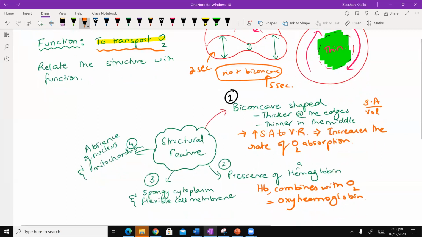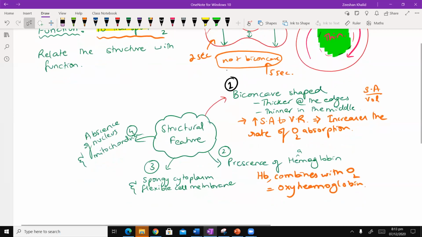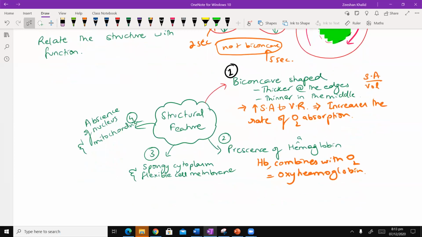There's one misunderstanding that students have. Some students think that increasing the surface area to volume ratio increases the amount of oxygen it can carry. That is incorrect. It only increases the speed. So the time decreases, and that increases the rate of absorption. You can write it this way. Now, being spongy in cytoplasm and flexible in cell membrane, how on earth does that facilitate its function?